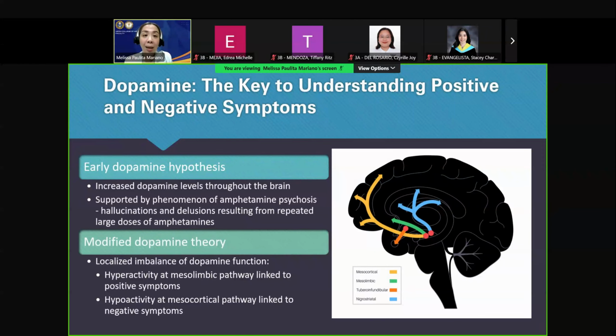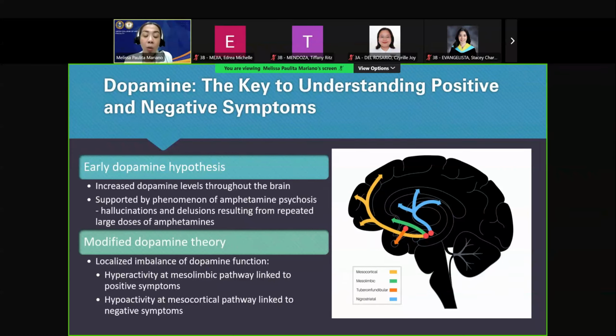We now know that there are 4 dopamine tracts in the brain. This includes the mesolimbic, mesocortical, tuberoinfundibular, and nigrostriatal. What is important at our level will be the mesocortical and the mesolimbic pathways. You see that in the picture as yellow and green.